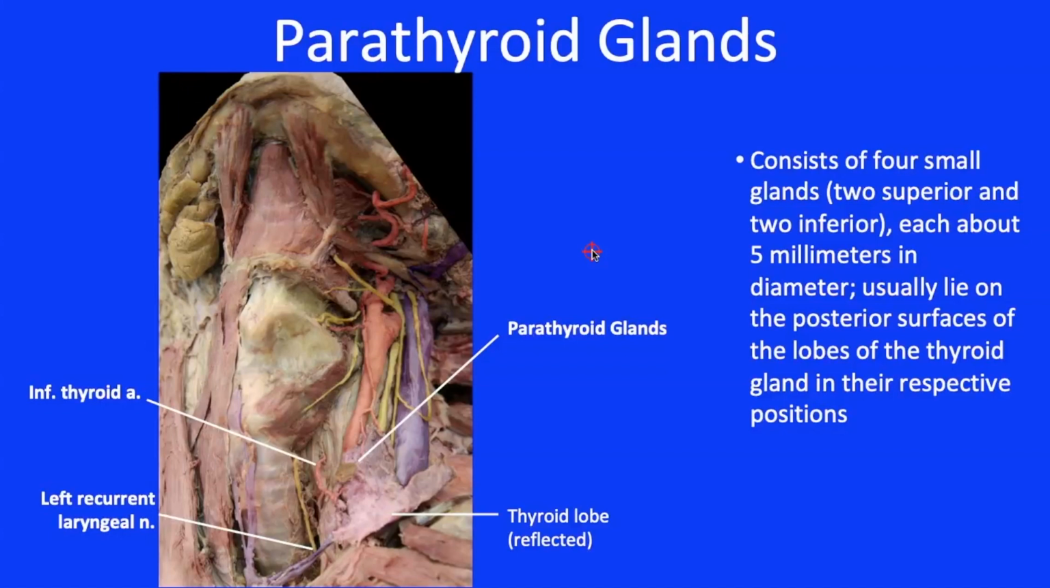Now, back to the neck. Just behind the thyroid gland reside the parathyroid glands, involved in calcium metabolism. They're difficult to see in a dissection, but in this specimen, I was able to find them. Note the inferior thyroid artery entering the thyroid gland, and notice its proximity to the recurrent laryngeal nerve.